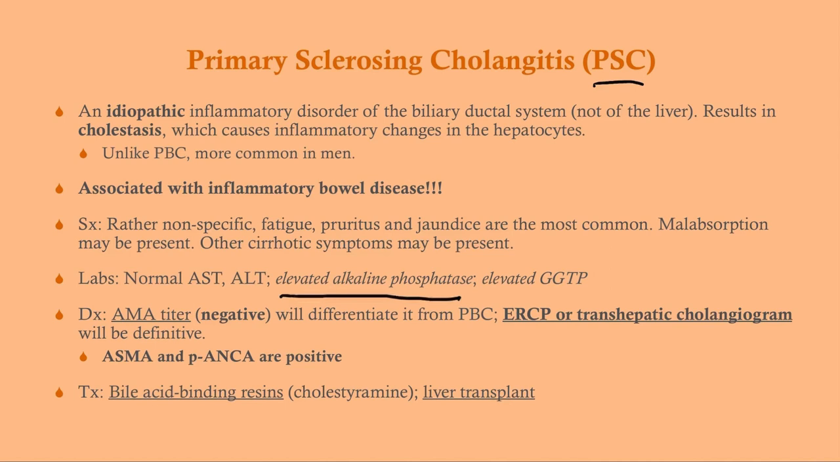Now, to diagnose this, you want to go for an AMA titer. That helps you differentiate it from PBC, which we'll talk about in a little bit. But you can also get an ASMA, anti-smooth muscle antibody, and a p-ANCA. Those will be positive, so you should know those two titers. You can also get an ERCP or a transhepatic cholangiogram. That will be definitive. That will help you visualize the ducts.